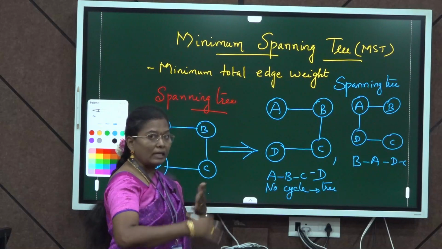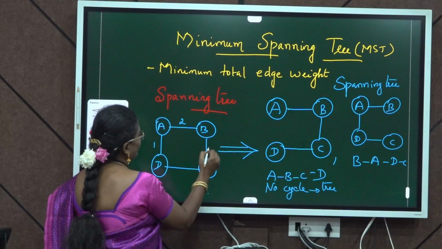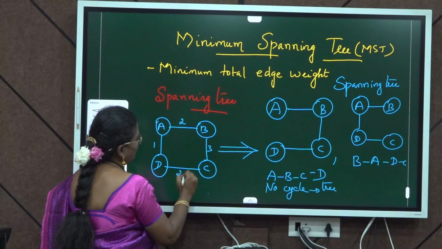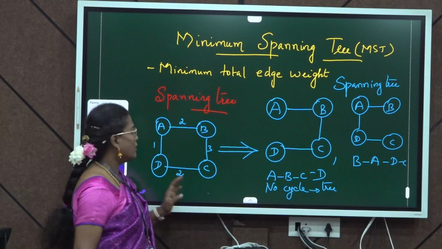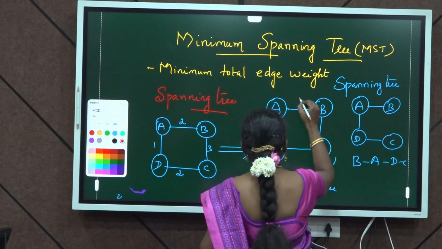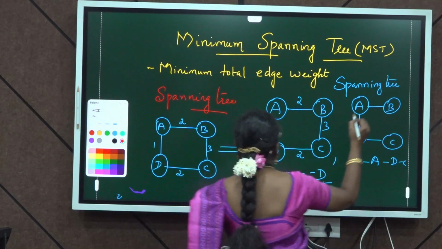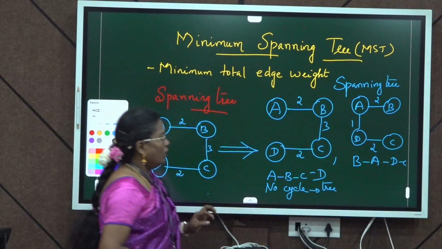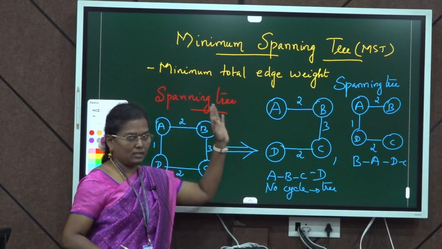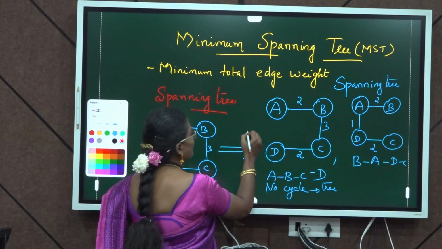Now let us recreate this graph with some edges like 2, 1, 3 and then 2. Now this graph is having a weight, right? Now let me put a weight over here like 2, 3, 2 and here it is 2, 1, 2. Now I have drawn the spanning tree along with its weight. Now let me compute the total cost.